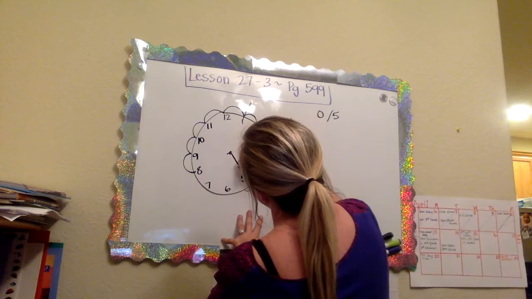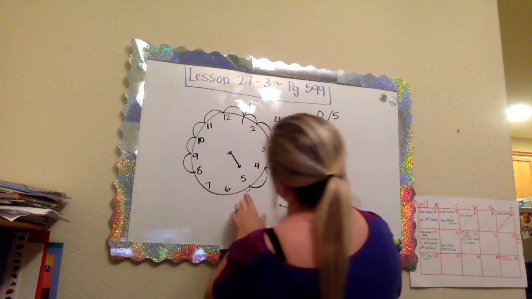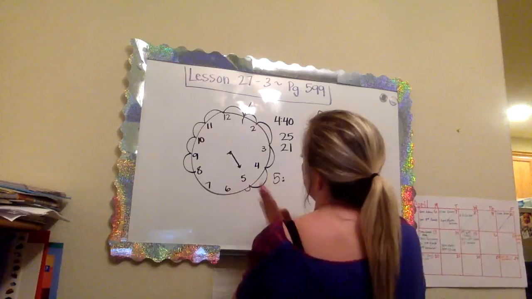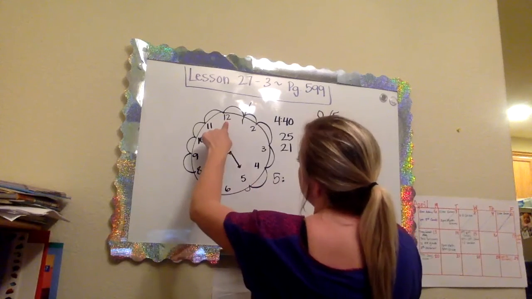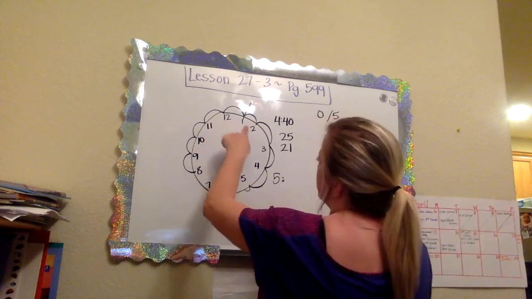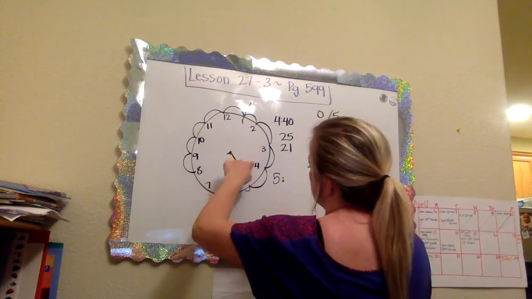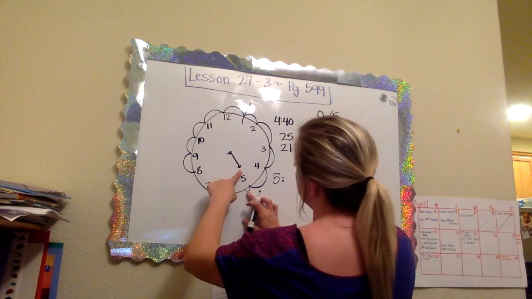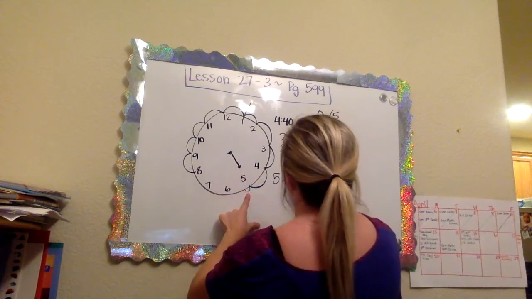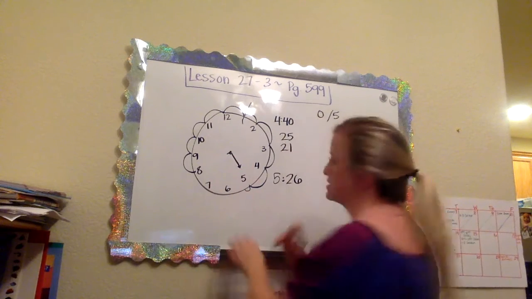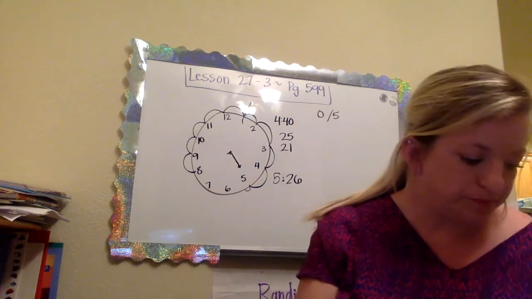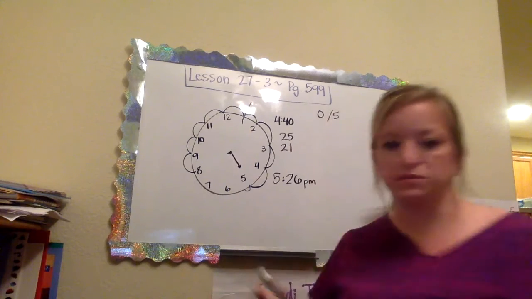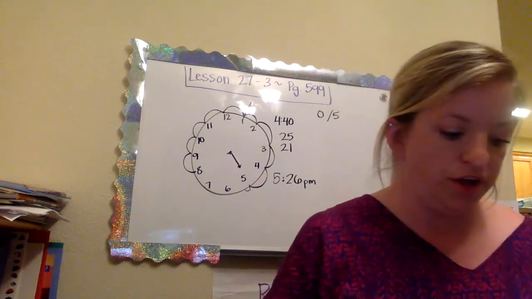So it's now 5. And now we have to figure out what time it is. So I'm going to start out at the 12. I'm going to say 5, 10, 15, 20, 25, plus that 1 is 26. It's 5:26. And then you would write PM. Post meridian. He did not start in the morning.